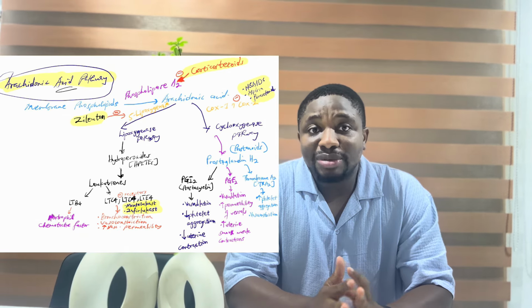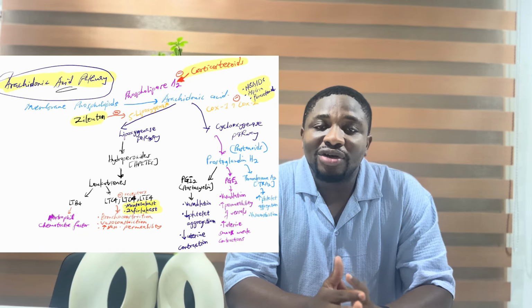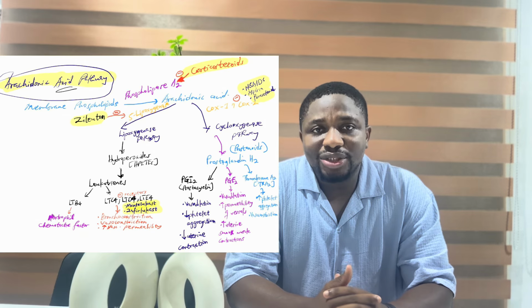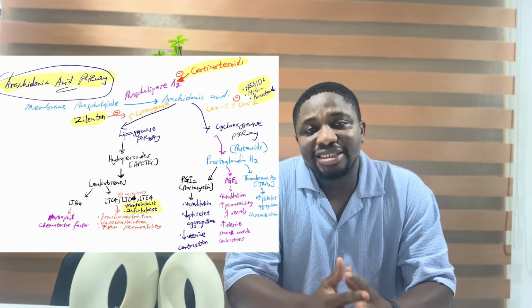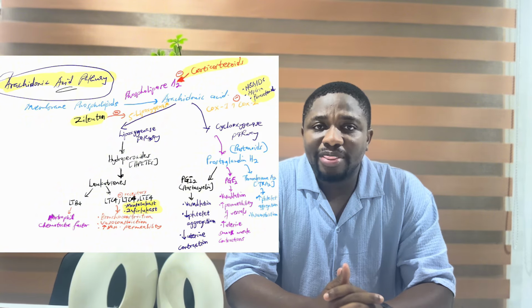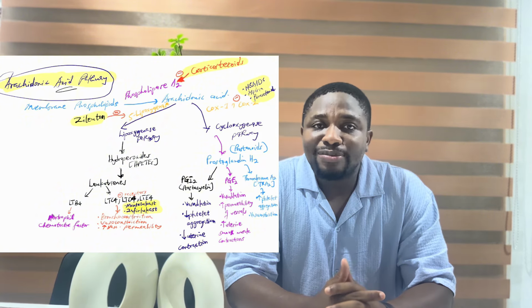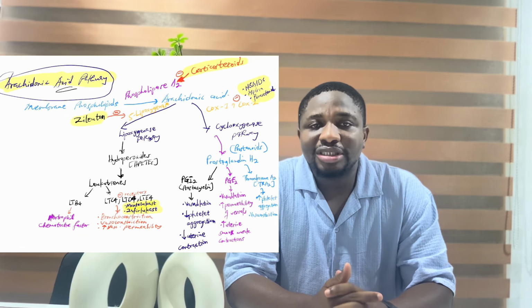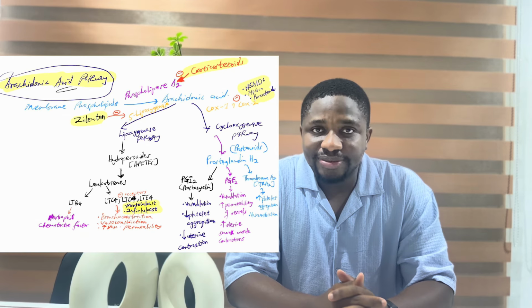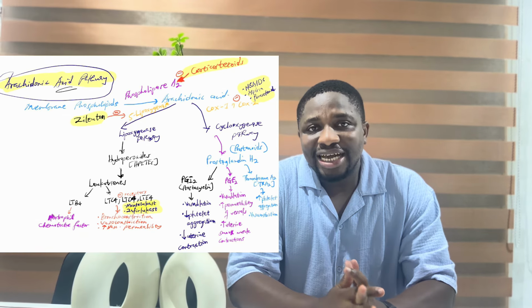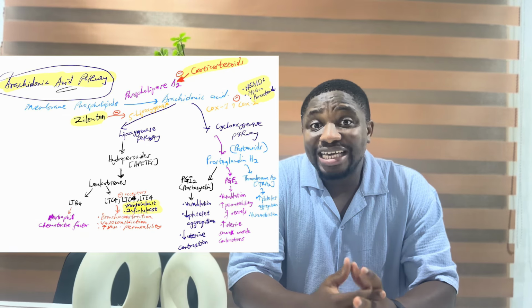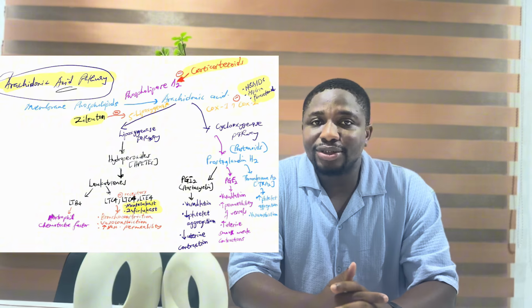The cyclooxygenase pathway, that is where you are going to have cyclooxygenase 1 and 2 converting the arachidonic acid into the prostaglandins and its derivatives. Then the lipooxygenase pathway, that is where you have the 5-lipooxygenase acting on the arachidonic acid, converting it into the leukotrienes. Now, when NSAIDs are given, they are going to block the cyclooxygenase pathway by inhibiting cyclooxygenase 1 and 2.